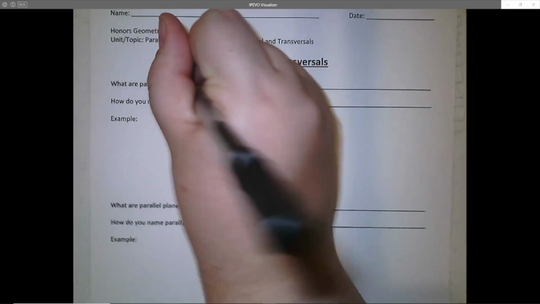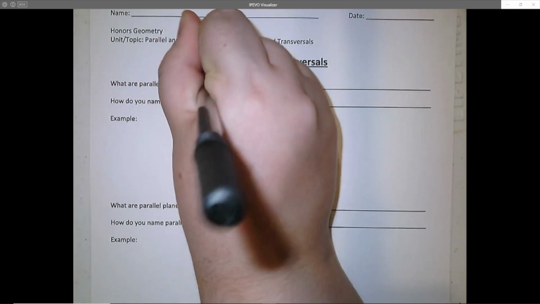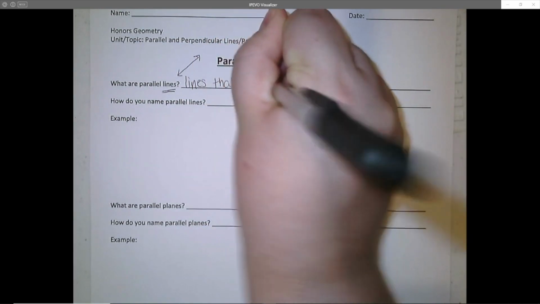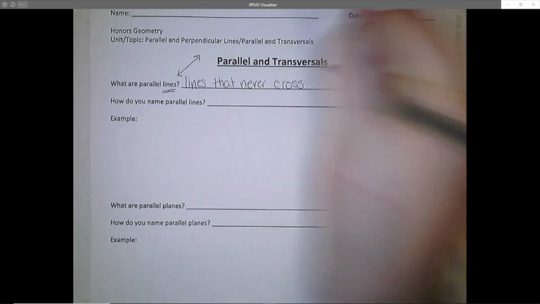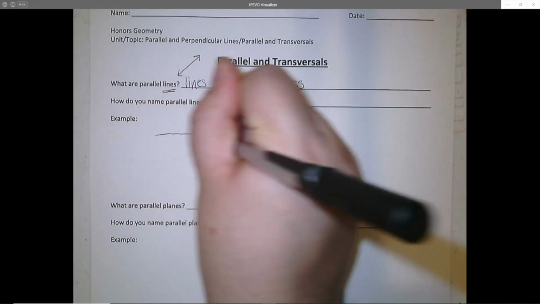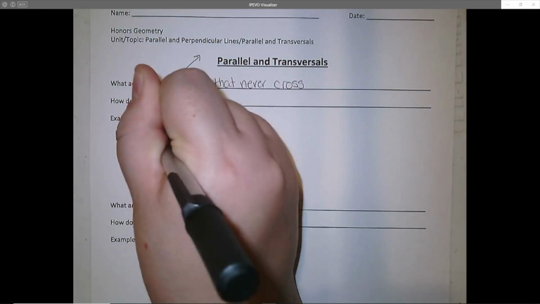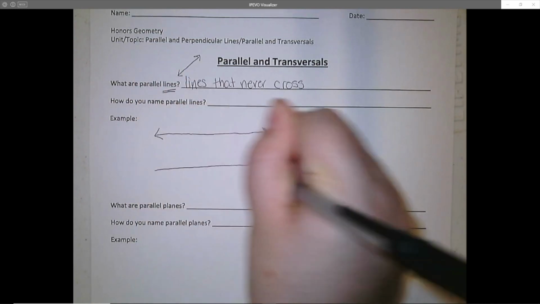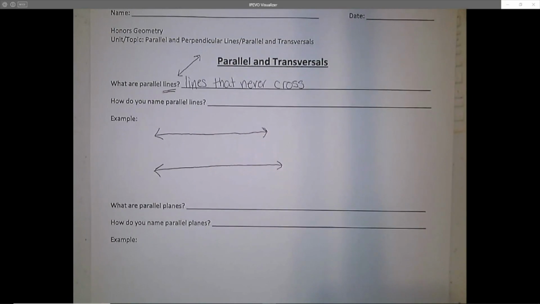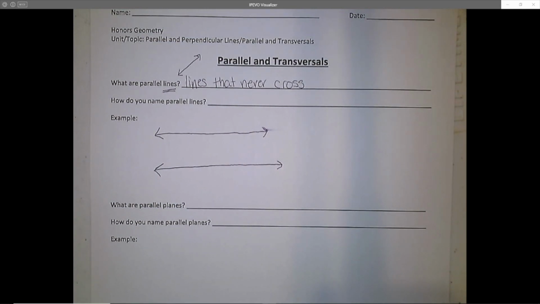So parallel lines, these are lines that never cross. Okay, if I am to draw parallel lines, these are going to be lines. They're going to stay the same distance apart. Notice how those lines this whole way, they stay the same distance apart. If I were to continue to draw them, they will never get closer.